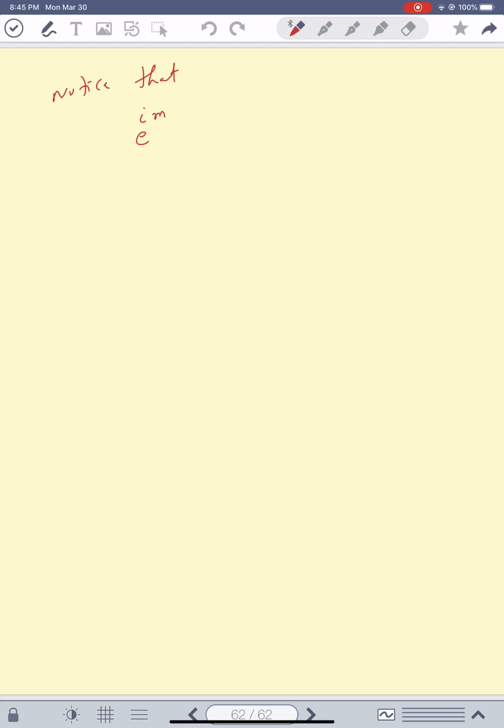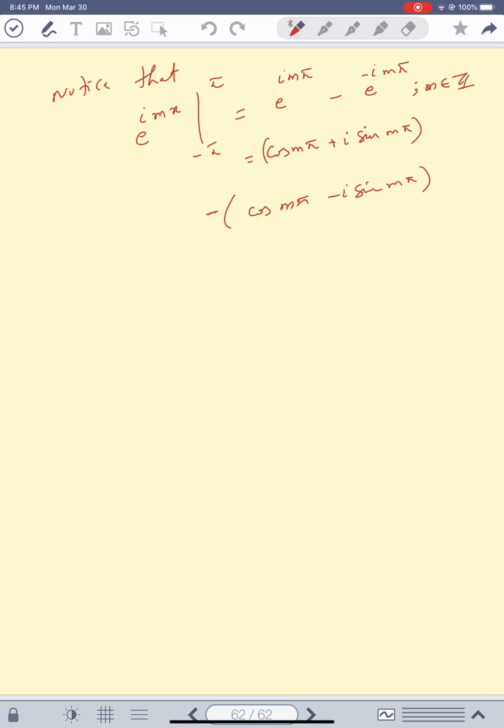So if you say in general, e to the i m x from negative pi to pi, what is this? This is e to the i m pi minus e to the minus i m pi, right? Which is cosine m pi plus i sine m pi minus cosine m pi minus i sine m pi, and m is an integer. This Z represents the integer numbers. We know that sine m pi is 0 if m is an integer, and cosine m pi minus cosine m pi is 0, right?